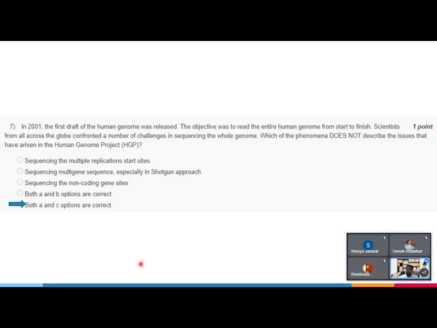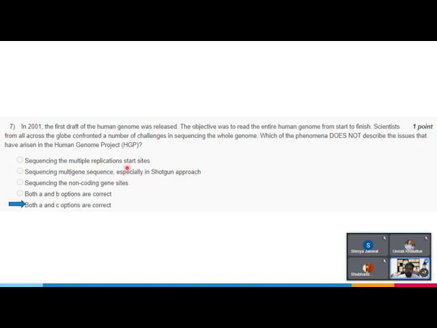So going to our particular question. Which of these does not describe a problem which has arisen from the Human Genome Project? The problem will be number B, sequencing multi-gene sequence, especially using the shotgun approach.